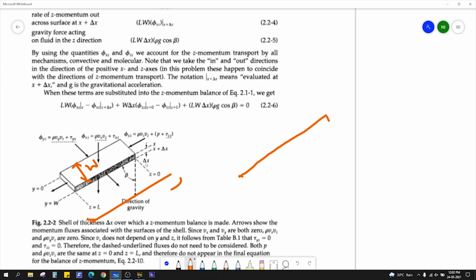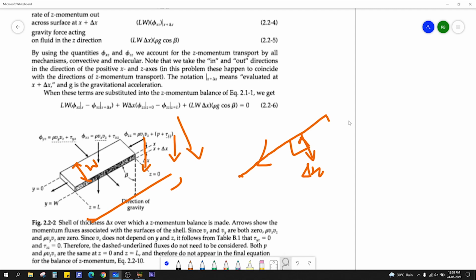Because you're doing a thin shell balance, you have to have a small thickness delta X. Why delta X in this direction only? Because fluid is flowing in this direction. The direction of the momentum transfer will be perpendicular. So as I told in the steps, you have to take a thin shell balance along the 90-degree perpendicular to the flow direction. So we are taking a finite thin element in this direction because the flow is in this direction. So perpendicular to this direction will be this.